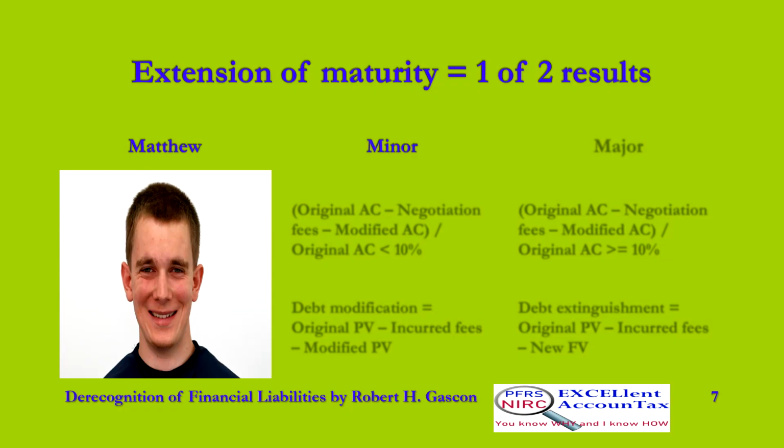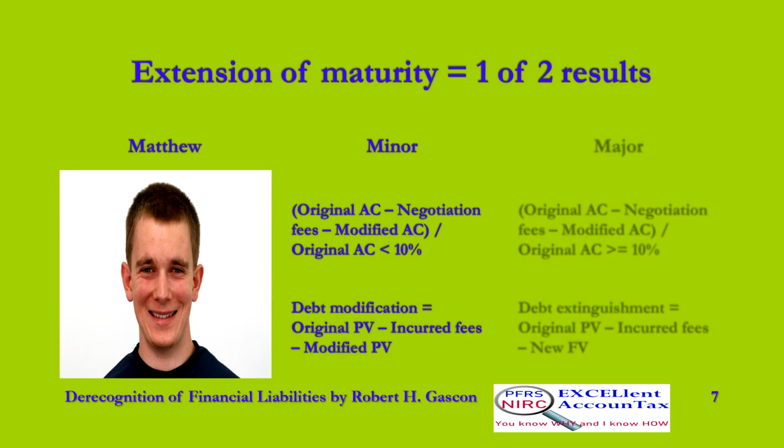When maturity period was extended, that extension is deemed as minor, if the amortized cost, immediately before that extension, minus the negotiation fees, upon that extension, minus the amortized cost, immediately after that extension, and divided by the amortized cost, immediately before that extension, is less than 10%.